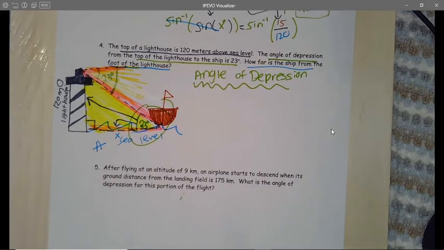Sorry. I was going to say adjacent. It came out completely wrong. The adjacent side. That's what I meant to do.